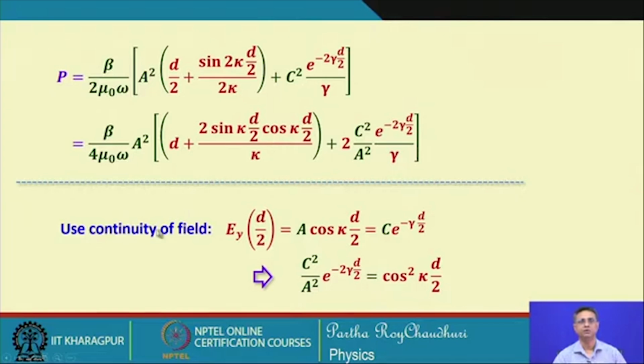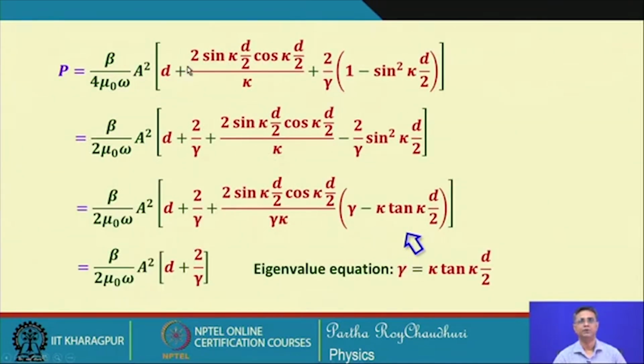Now, we will use the continuity of the field at d by 2. So, E y at d by 2 is equal to this, and for the cladding part, that is outside the core, at the interface we are matching this field. So, we can write these two are equal. So, from here we can write c square by a square times this will be equal to this. We have an intention to replace this c square by a square in terms of cosine kappa d by 2, and after doing that you can rewrite this equation in this form.